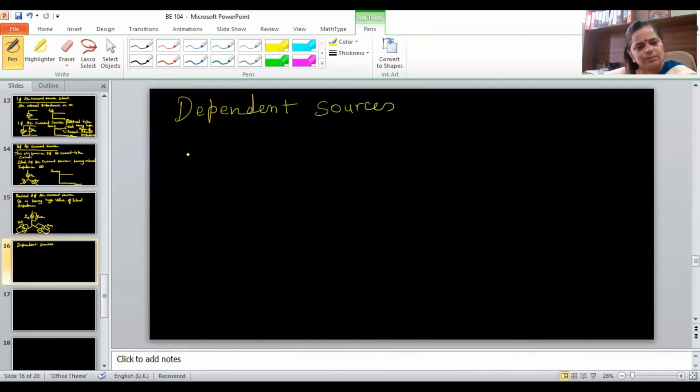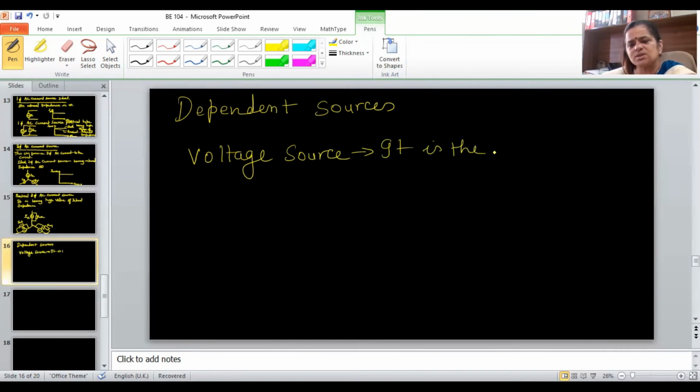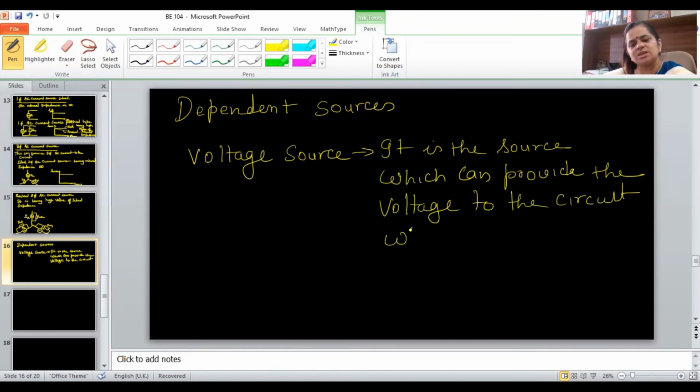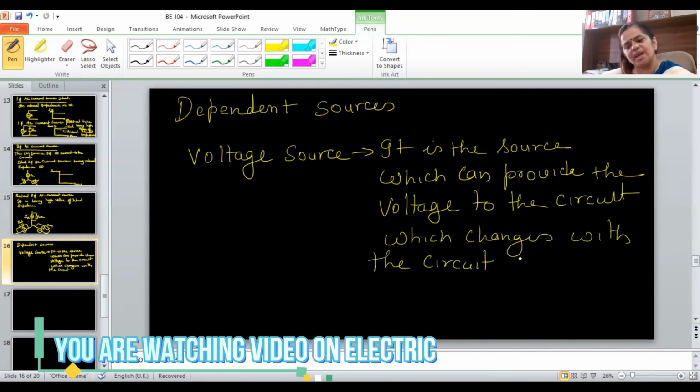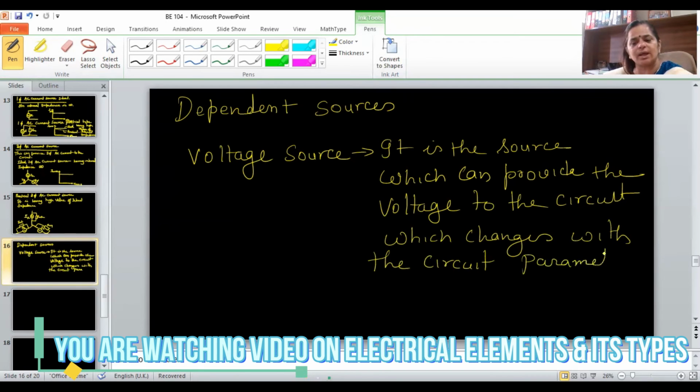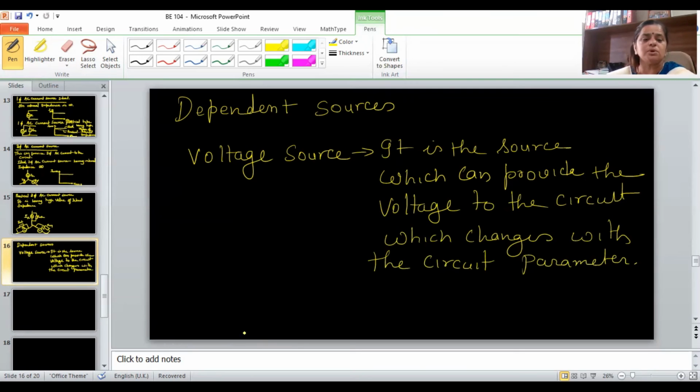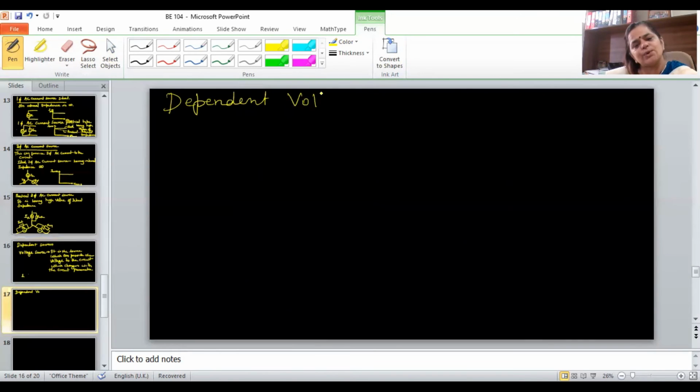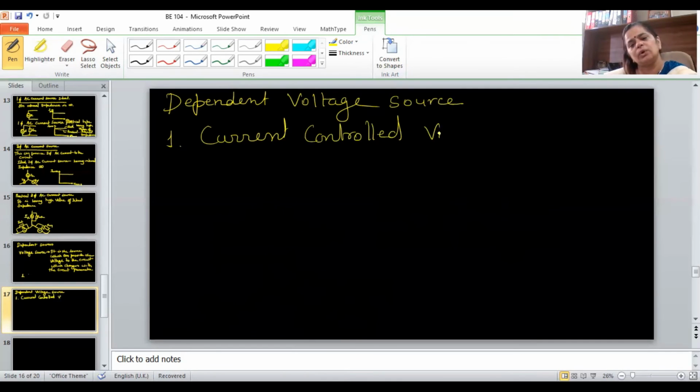I already told you there are two types. One is the voltage source. It is the source which can provide the voltage to the circuit which changes with the circuit parameters. Means if you change any of the parameters of a circuit, the output voltage from it is going to change. There are two types of dependent voltage source. One is the current controlled voltage source, which is CCVS.